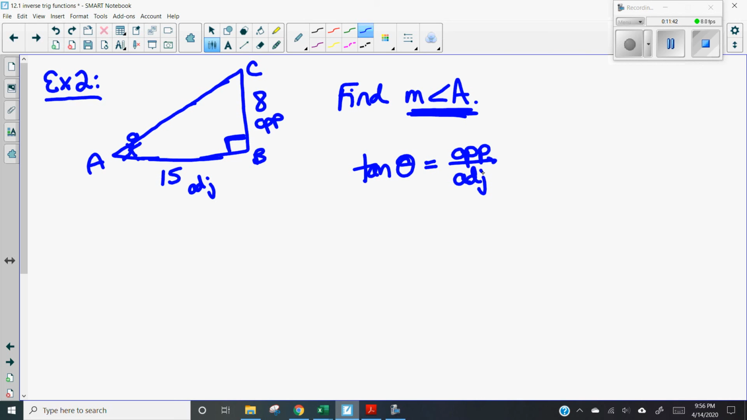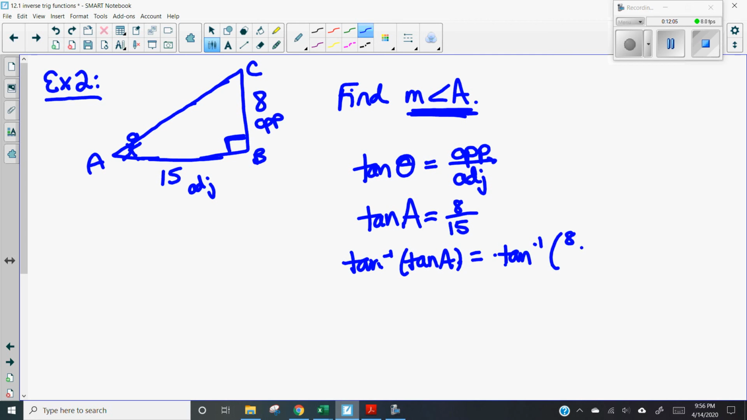Okay, we're still going to plug in everything we have, but here's the difference. We don't know theta this time. We're just going to call that A. We do know both of the sides. Okay, now we're going to solve for A. So we do that by taking the inverse tangent of both sides. On the left side, these cancel out. A is equal to, sorry about that, inverse tangent of 8/15.